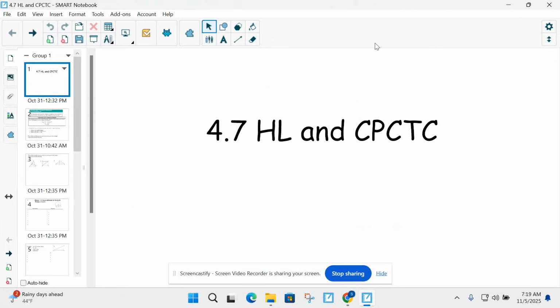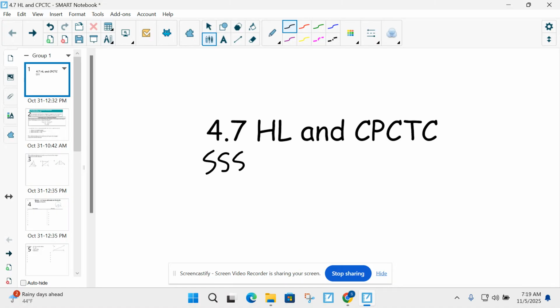Hello everyone, this is lesson 4.7 on hypotenuse leg and CPCTC. So HL is the fifth of our triangle congruence theorems. So far we've got side, side, side. And remember, these are shortcuts for proving that triangles are congruent.